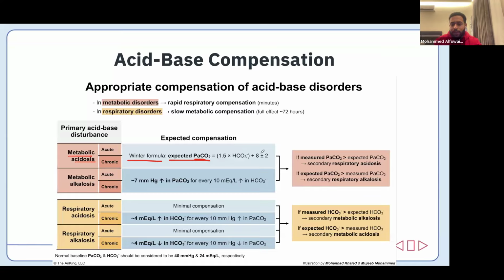15 plus 8, 23 plus or minus 2, so it's either 21 to 25. Okay? Let's just say their PCO2 is 30. Is it compensated? Yes or no? Just tell me this. Not compensated. Is it a concomitant disease? Yes, maybe. What concomitant disease?